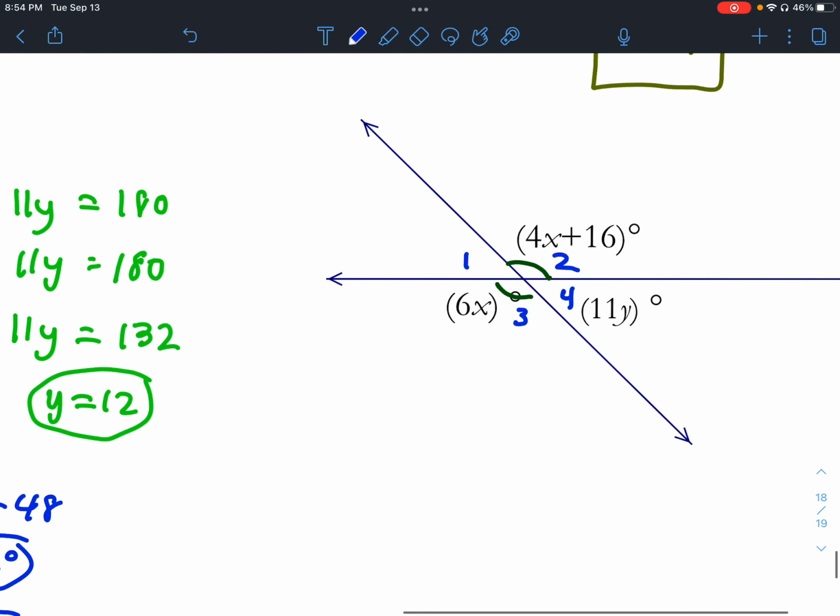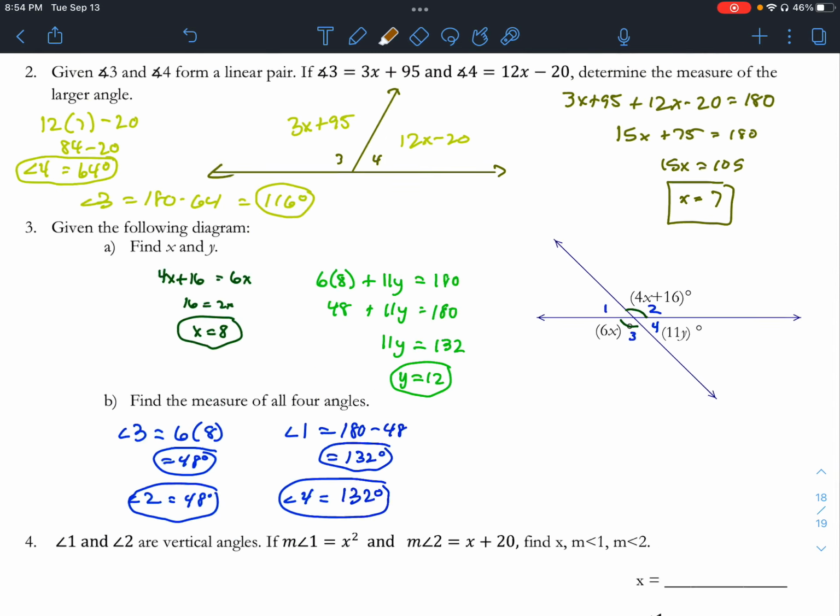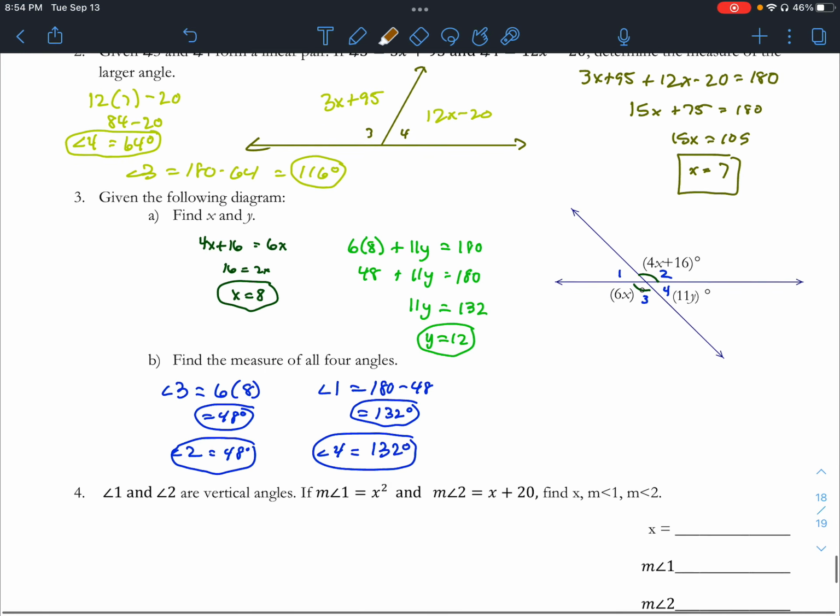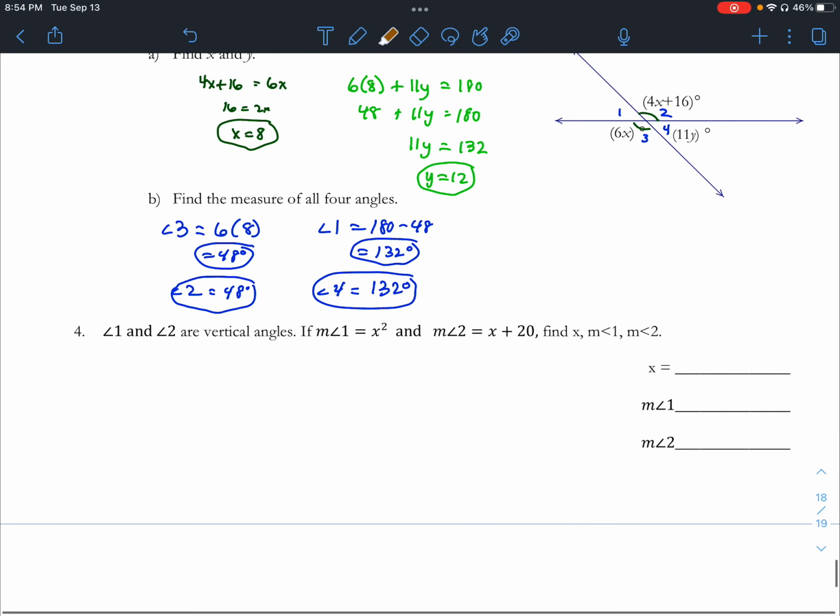Just be careful. I think some people might look at this and think, okay, I can do this first, where I take 4x plus 16, add it to 11y, and get 180. The only downfall of that is that you do get x's and y's, so you have to be a little bit careful. We need an equation of some sort that only has one letter in it.